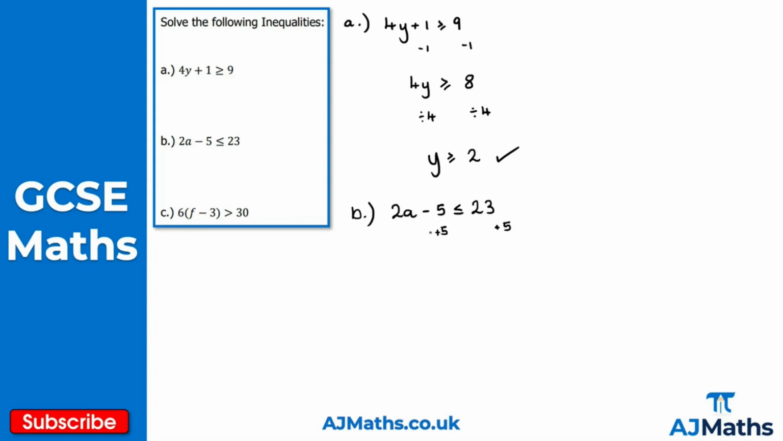So again here on the left hand side, that would get rid of this minus 5. That would simply leave me with 2a. Get 2a there. This will be less than or equal to 23 plus 5, which would give us 28 there.